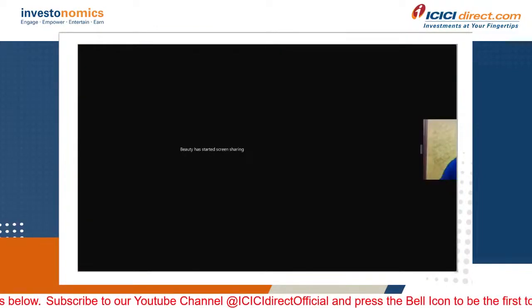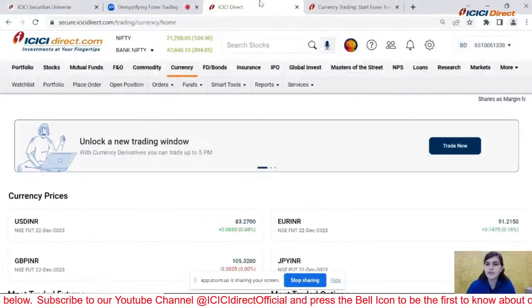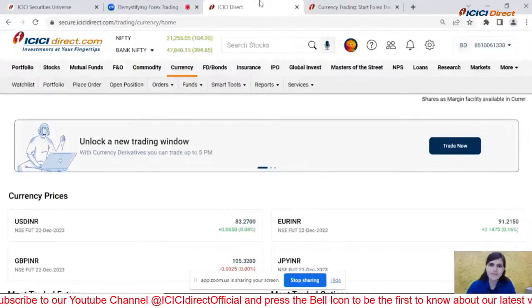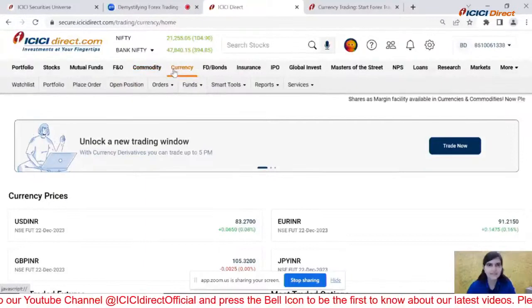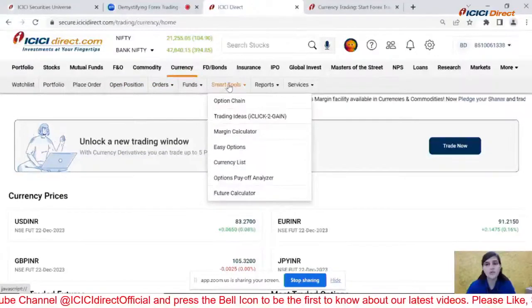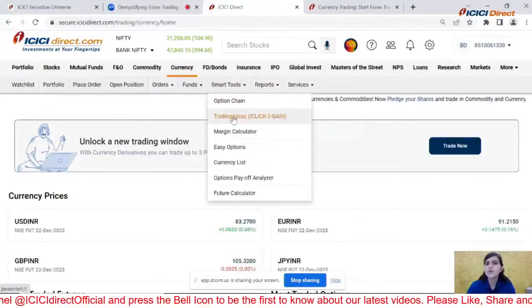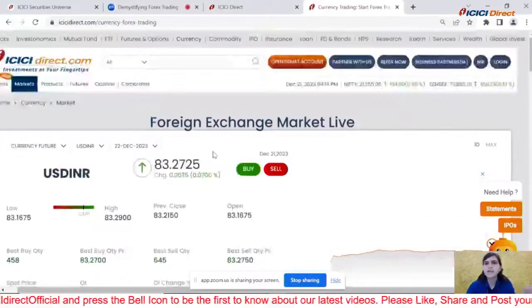Thank you, sir. So I'll be sharing my screen and show you how to trade on ICICI Direct if you want to start trading currency derivatives. Firstly, you have to open a Demat account with ICICI Direct. If you don't have one, please open one. And simply you have to go to the currency segment. You can place your orders, and if you are a newbie and you don't know anything about how to begin, how to start, you get trading ideas from us.